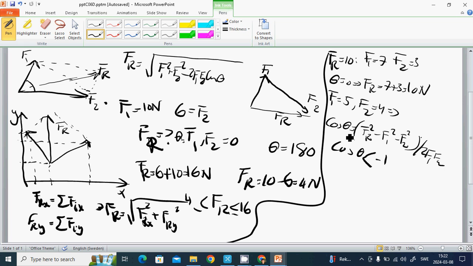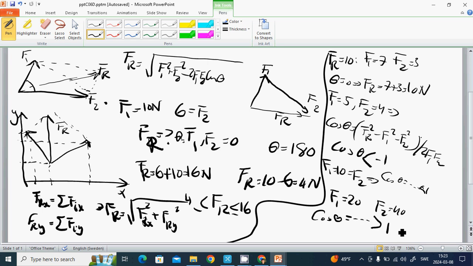And in another case, if F1 equals 10 and F2 is 10, then cosinus theta is less than 1, and it is possible. And if F1 equals 20 and F2 equals 40, then cosinus theta is greater than 1, which is impossible. Okay, there are a lot of tricks you should know.